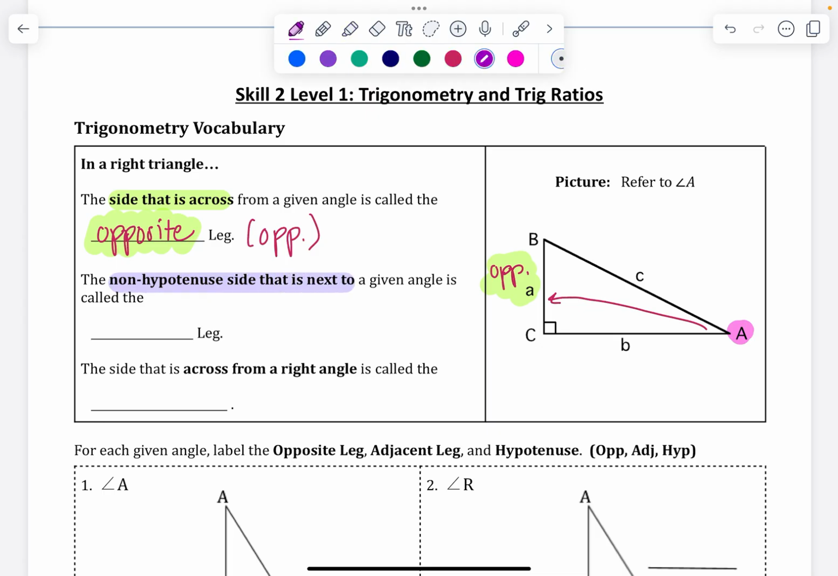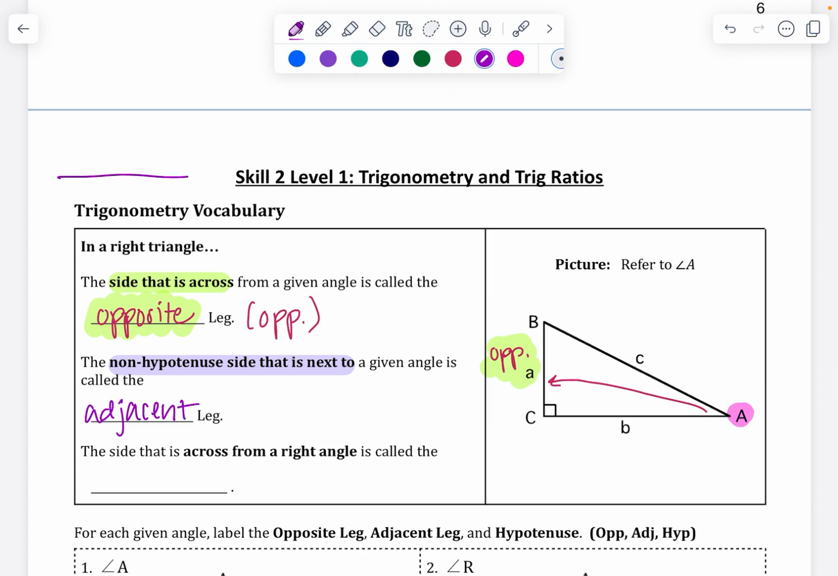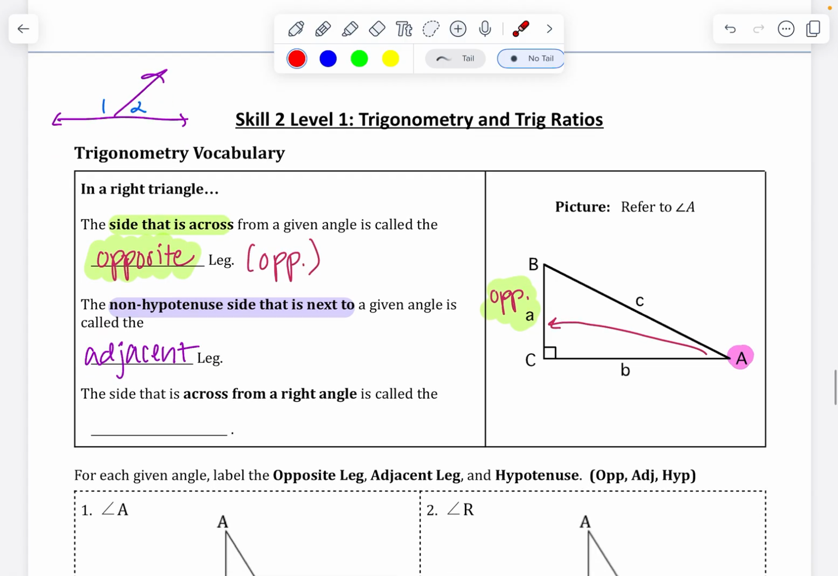is called the adjacent leg. And we talked about adjacent going back to angles, and we can review a little bit. The relationship between 1 and 2: they are adjacent. They are right next to each other. They share a common side. So the adjacent leg is the leg that is right next to the angle.